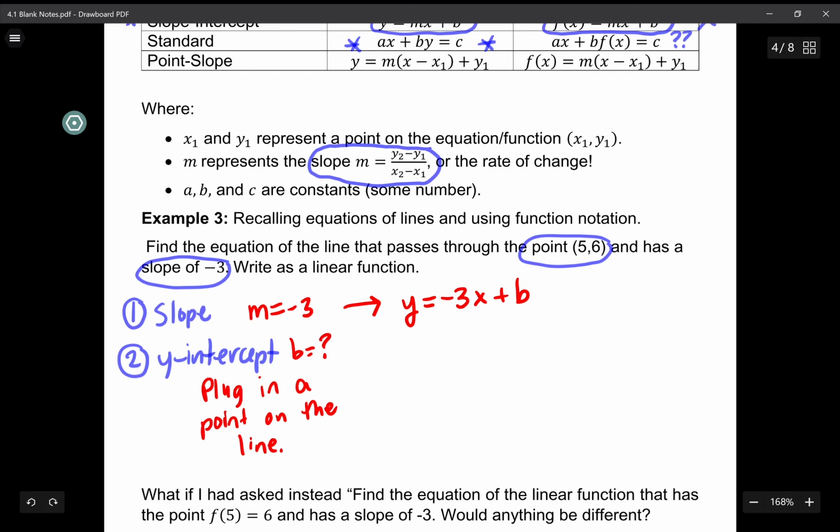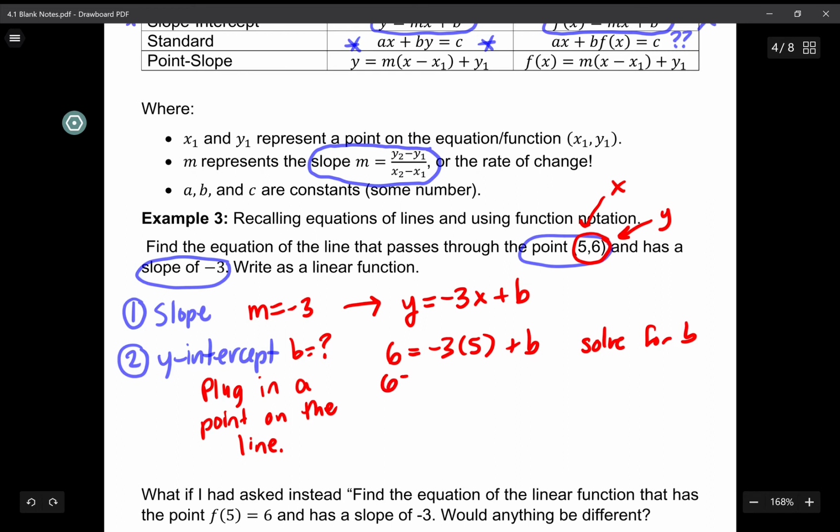Well, we do know a point on the line. We know the point 5, 6. So I'm going to plug 5 in for x and 6 in for y and solve for b. So I'm going to write 6 equals -3 times 5 plus b. Now I solve for b.